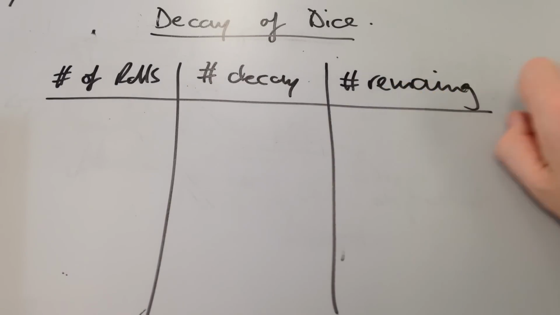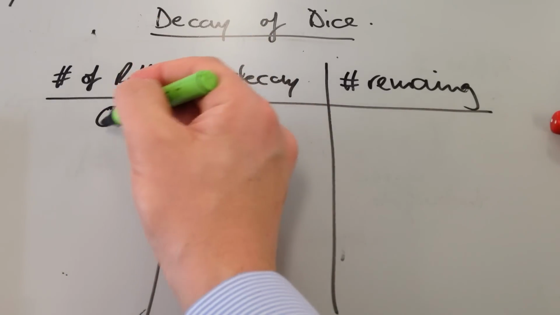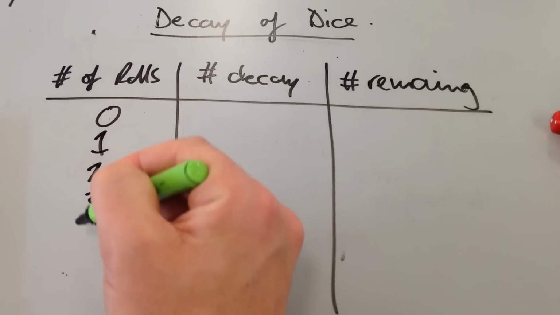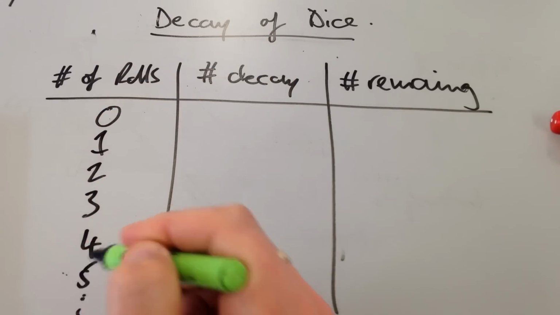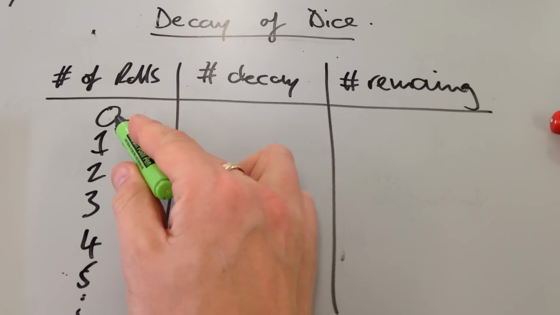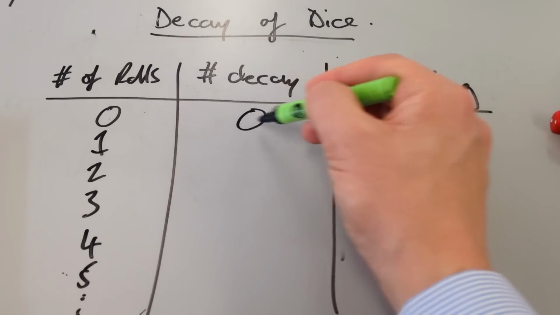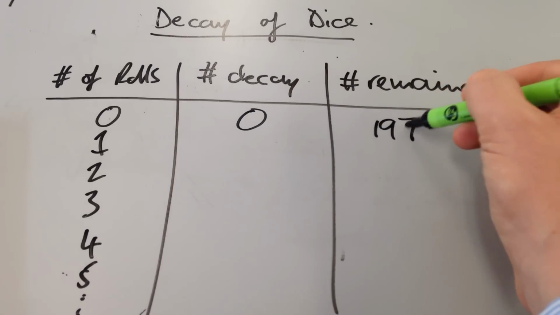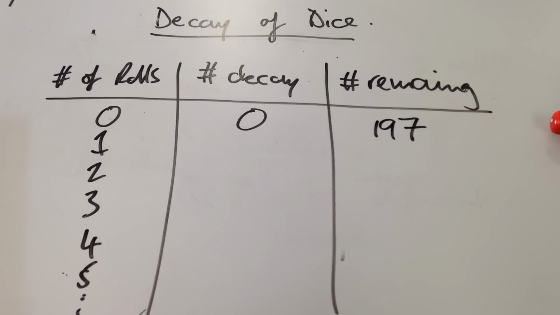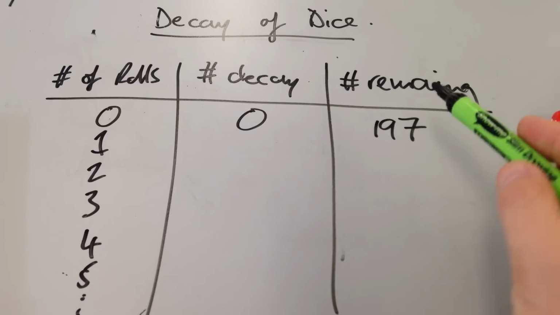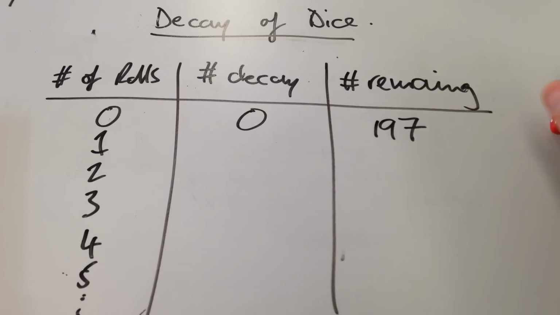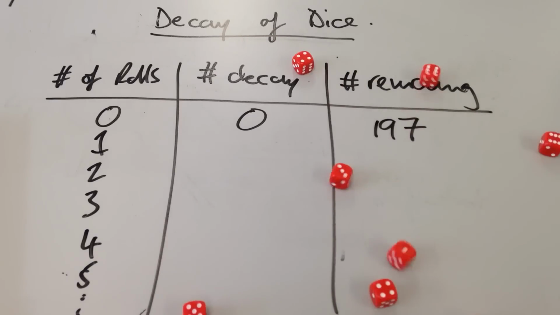We're going to roll all of those, and then we're going to see what happens after 1, 2, 3, 4, 5, etc. The reason why I use 0 is because we want, of course, to know the number initially, 197, for instance. And therefore, we can work out how many decay. So once you get that, you roll away, count them all up, and we'll see what the answers are. I'll quickly pause and then get the results, and then we'll talk about them.